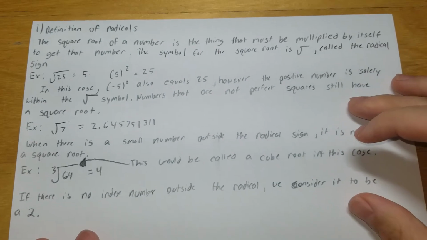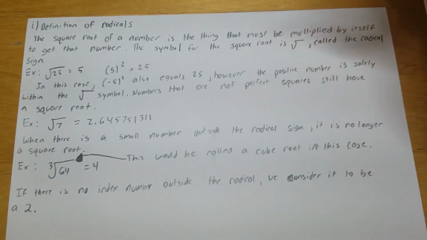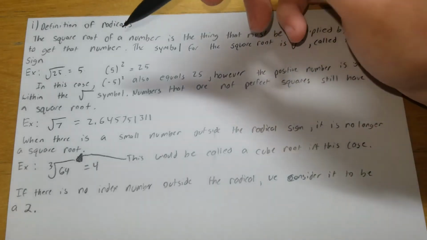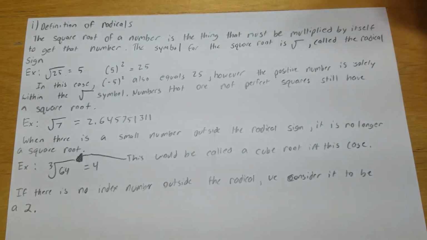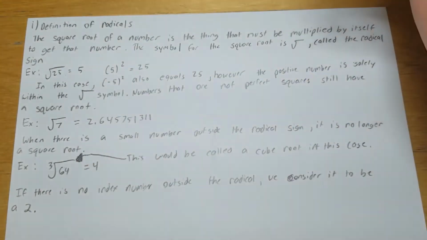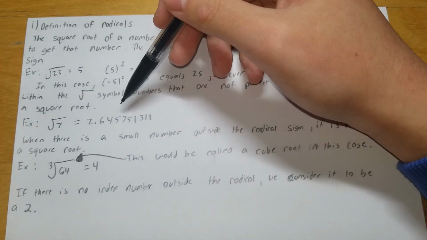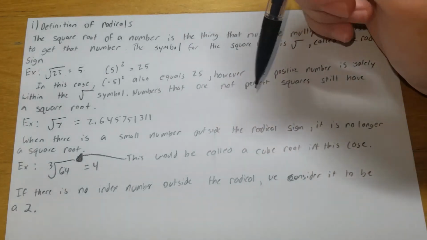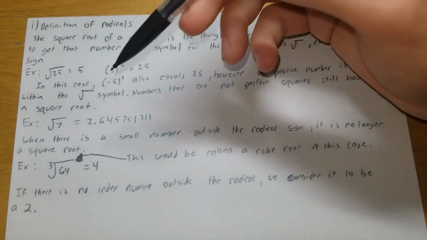In this case, negative 5 squared also equals 25. However, the positive number is solely within the radical symbol. Numbers that are not perfect squares still have a square root. So, radical 7 equals 2.6457751.